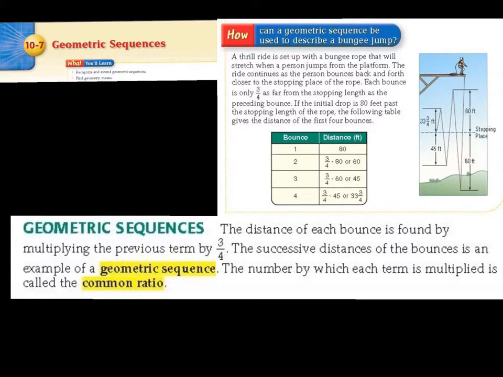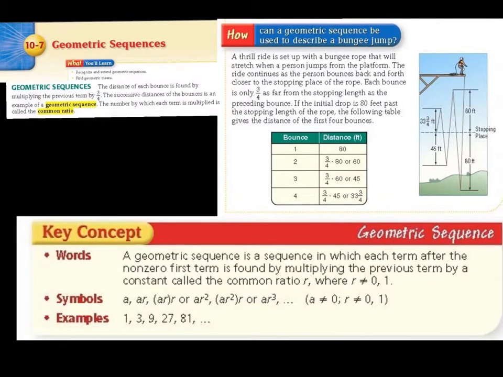The successive distances of the bounces is an example of a geometric sequence. The number by which each term is multiplied is called the common ratio. A geometric sequence is a sequence in which each term after the non-zero first term is found by multiplying the previous term by a constant called the common ratio, which is represented by the variable r, where r does not equal 0 or 1. So symbolically, the first term is just a, then a times r, then a times r times r, which is a times r squared, then a times r cubed.